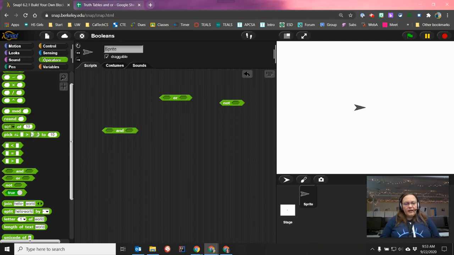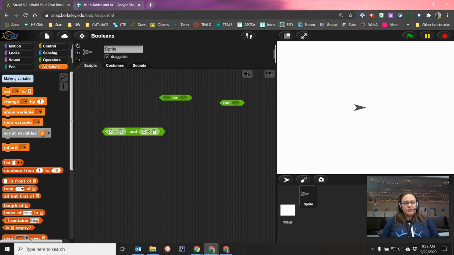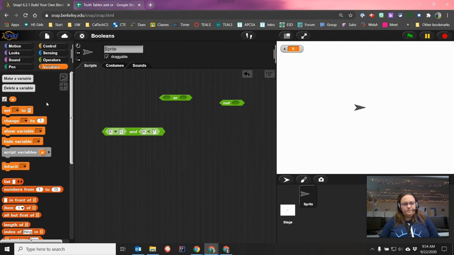So I could have something like if x is 3 and x is less than 7. If I then were to make a variable x and say x is 2, 2 equals 3 would be false. So this and the whole thing would be false. So let's actually do this. So I'm going to make a variable x. I'm going to use good conventions and give it a lowercase letter. I'm going to drag x in here. And then we're going to set x to equal 2.